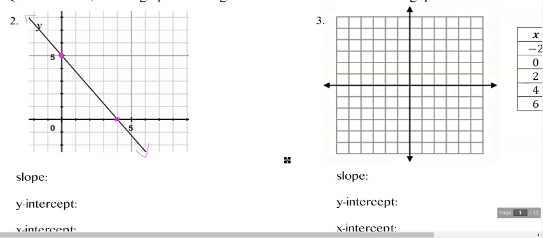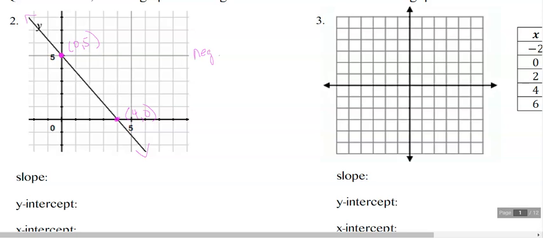Sorry, I forgot y'all can't see what I'm pointing to. That one's (4, 0), and this one is (0, 5). So I could use those 2 points and do the slope formula, but I don't really need to. I can just count it. I know that this is a negative slope because as I move from left to right, it goes in a downward direction. So it's a negative slope.